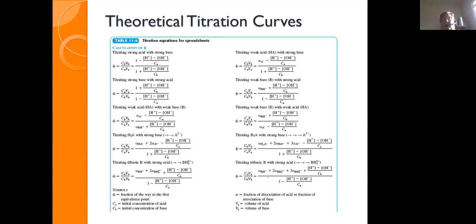So we would look at the bottom of our ICE table and we would say, is it an acid? Is it a base? Is it an amphiprotic? Or is it a buffer? We don't do that here. We do it with the manual calculations because we have different equations to solve each of those situations.